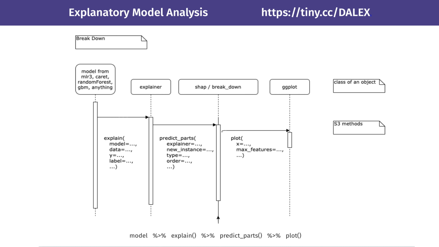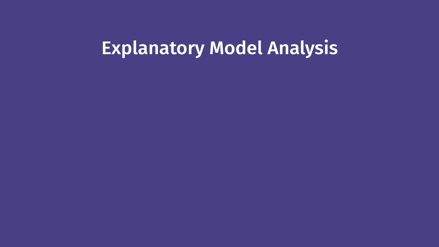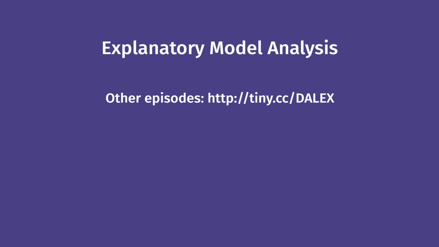The general workflow for the predict_parts function is summarized in this sequence diagram. Depending on the type argument, the function calculates breakdown profiles, breakdown with interaction, or Shapley values. The result can be further processed with the generic plot function. Find more examples and more details in the Explanatory Model Analysis ebook.